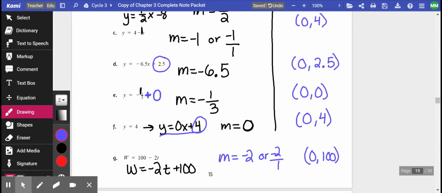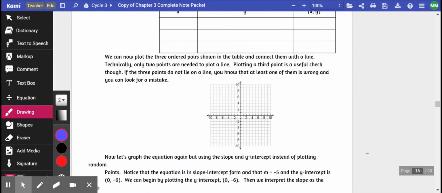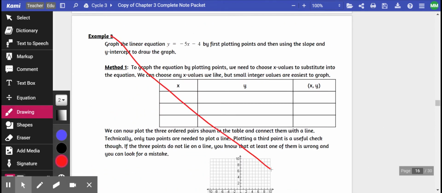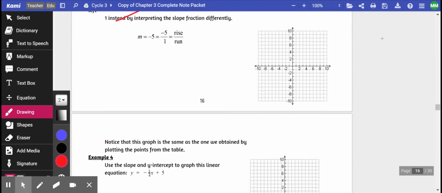All right, that covers how to find your slope and your y-intercept. Okay, the next thing that we are going to do is we are going to go over graphing a linear equation. I am going to give you guys the quickest way to do it. So we're going to skip the top part here of example 3. And we're going to go straight to the bottom. And I'm going to show you guys how to graph your equation.